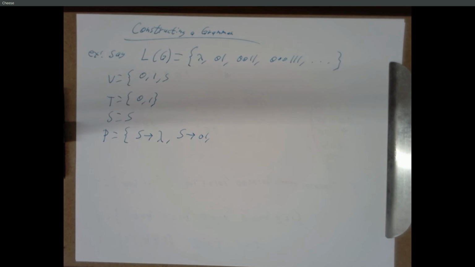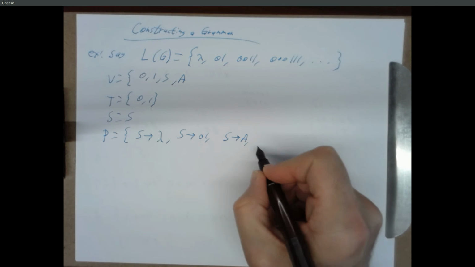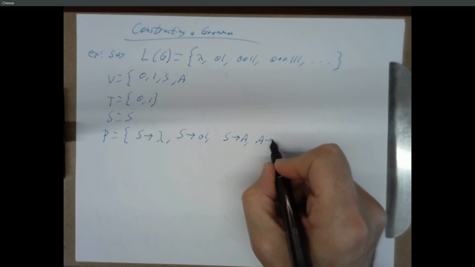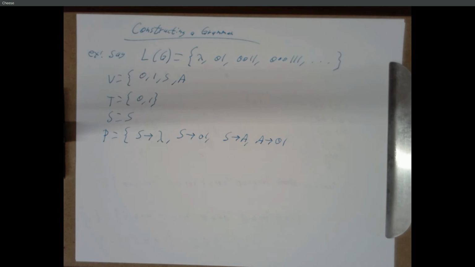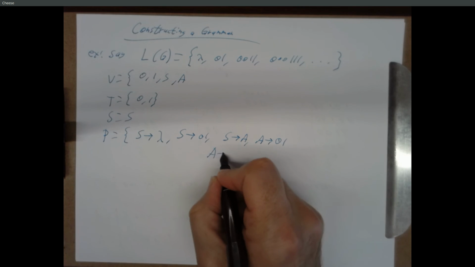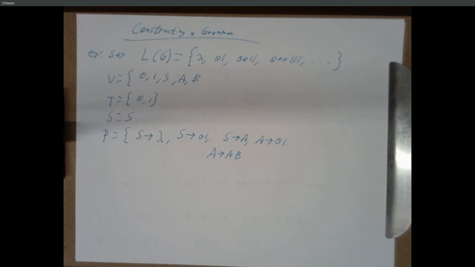What about S to A and then A to 0? Okay, let's make a new symbol A. And let's have S go to A, and then A goes to what? 0 and 1. 01. So that gets us to 01. We're getting closer. A into AB. Okay. Put a B in there. And B can go into 1.